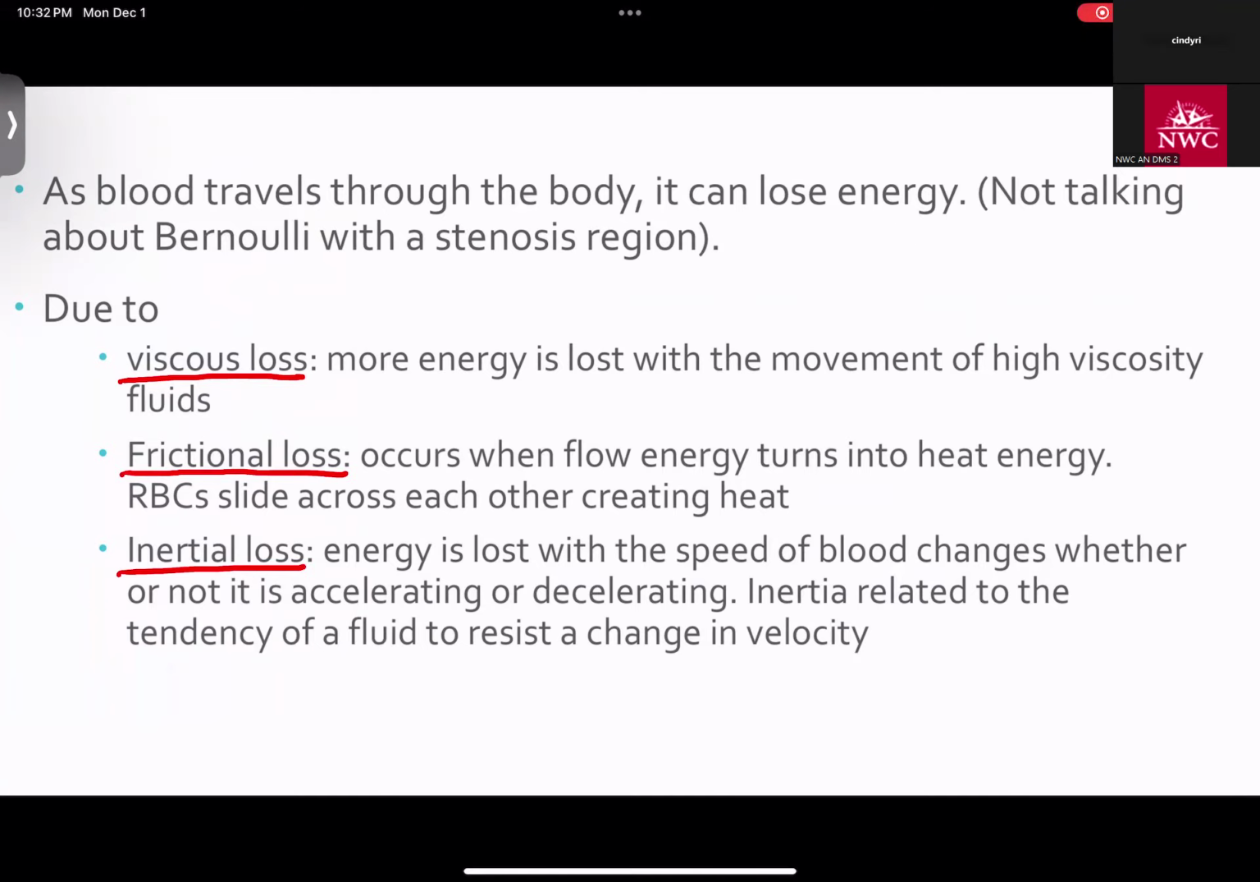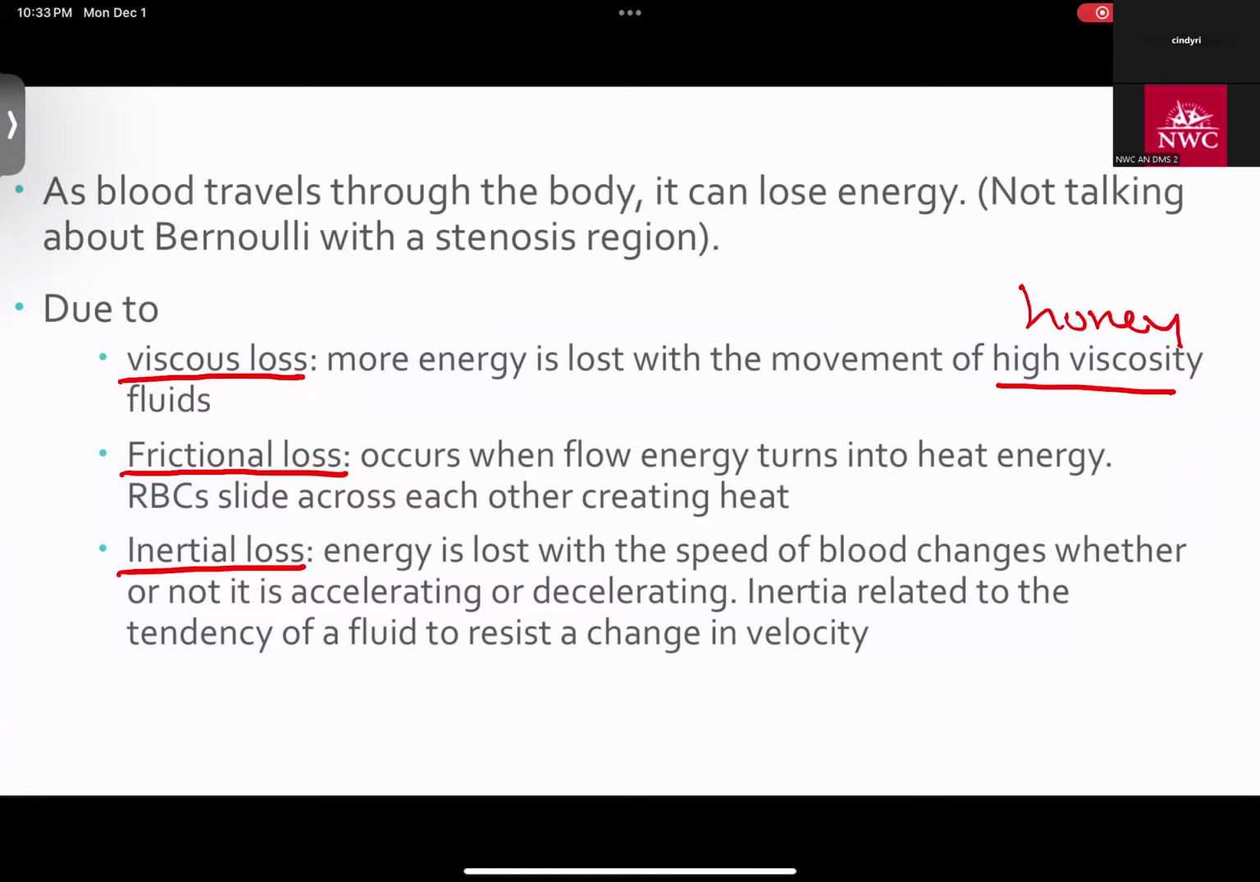A high viscosity fluid that you could think of is honey. That makes sense to me. If water is moving, it's going to lose less of its energy compared to honey that's moving. The thicker fluid will require a greater loss of energy. And that makes sense to me too. Thicker fluid, more energy is lost as movement is happening.